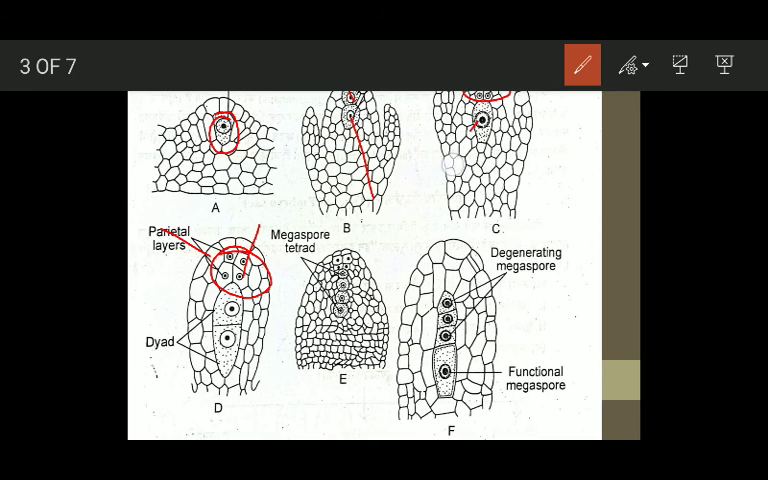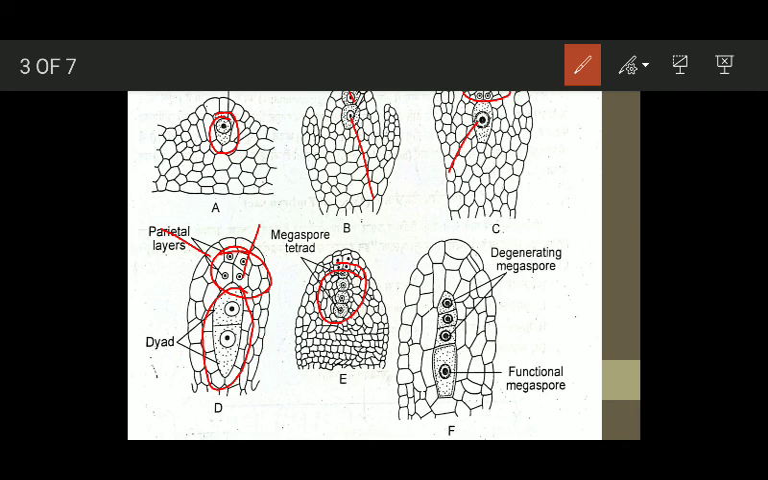While the inner primary sporogenous cell undergoes meiosis I first and results in the formation of a dyad. Then each of these two cells of the dyad undergoes meiosis II and results in the formation of a tetrad of megaspores. Now the question is, are all these megaspores functional? It depends upon the species.